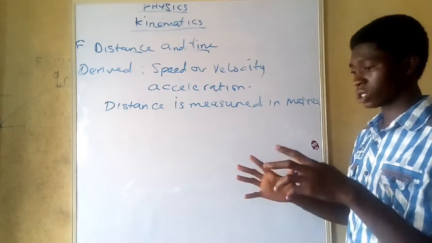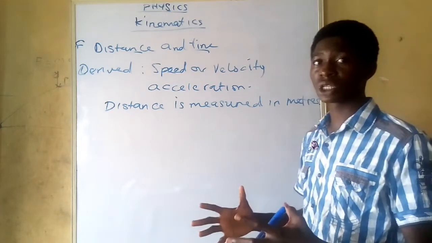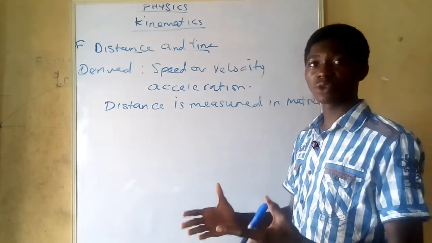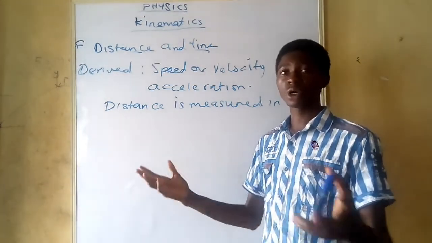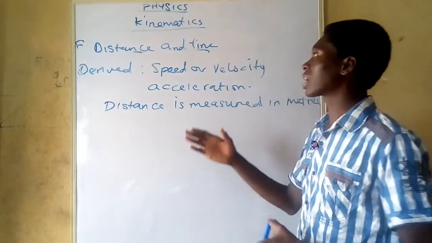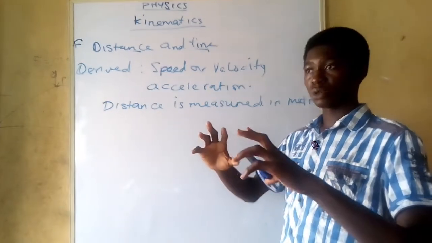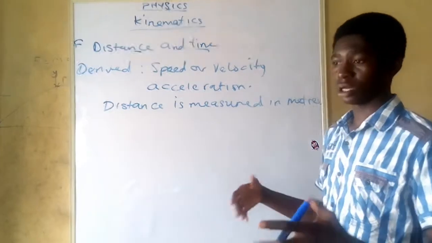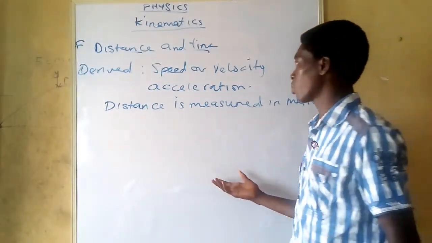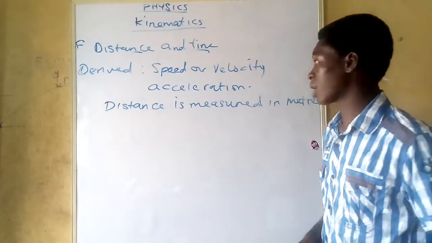So you should know that if I measure time in seconds, maybe the time is not so large. But if the time becomes so large, like maybe 3 million seconds, I can try to put it in years or in days, probably, whichever way I am asked to.